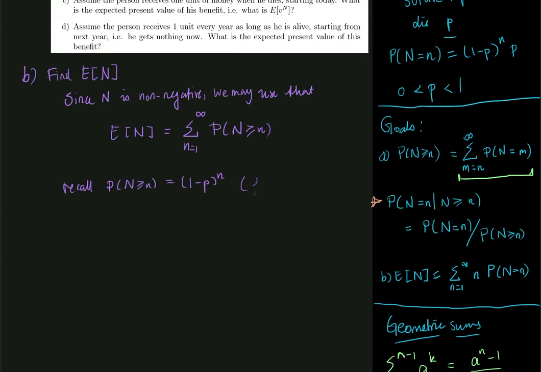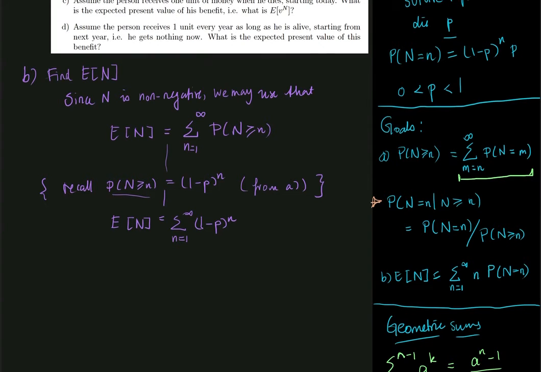Now, where do we have that from? Well, we have that from A, right? So just recall this, and then we will just continue on here. So the mean of n, when I plug in this value here, is given by the sum for n equals 1 to infinity of 1 minus p to the nth. And then you might ask, well, how do I evaluate that?